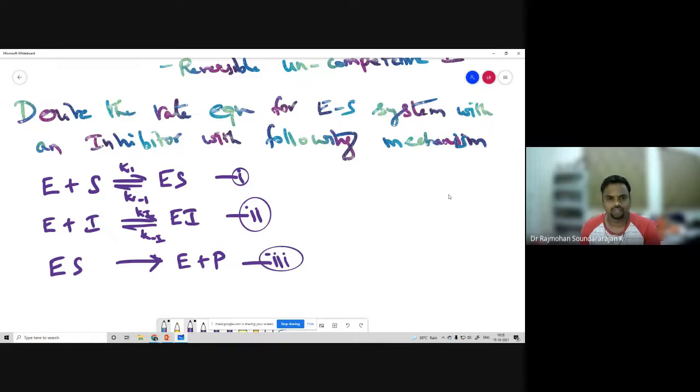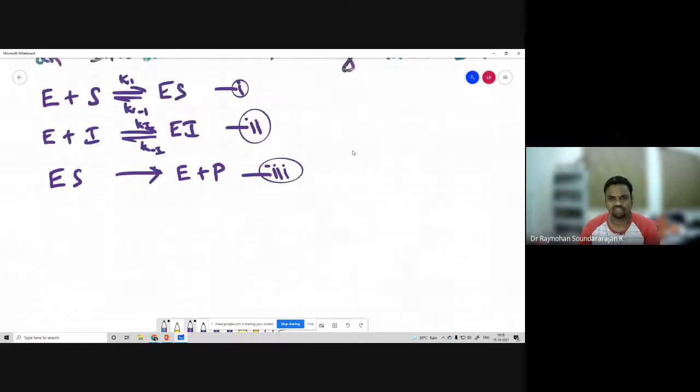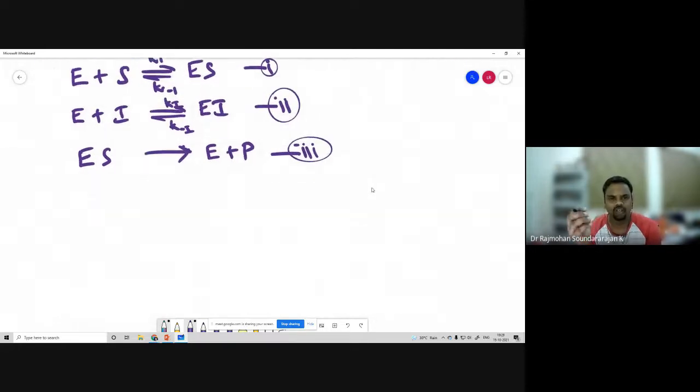What we write is the standard procedure. We write the slowest step. We know that this is the slowest step, that is, the rate determining step. The overall rate equation is given by the rate equation of the slowest step, so V equals dP by dt.